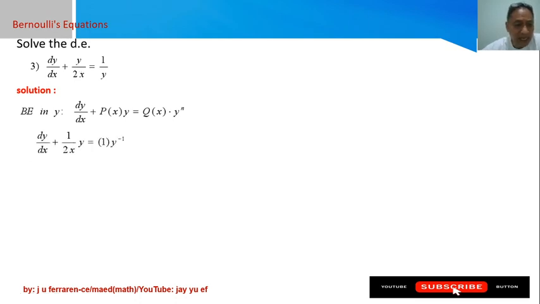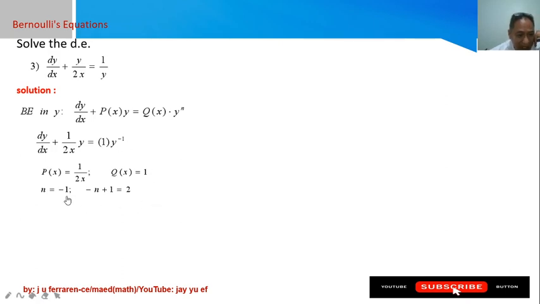Correct? And if I need a Q of x, there is no other factor for your 1 over y except for 1, then y to a power which is minus 1. Because I need an exponent of my y. My y is in the denominator side, so it's good as y to a power of minus 1. So with that, I can now determine my P of x, that is 1 over 2x. The Q of x is the coefficient of y to a power of minus 1. In this case, we have 1.